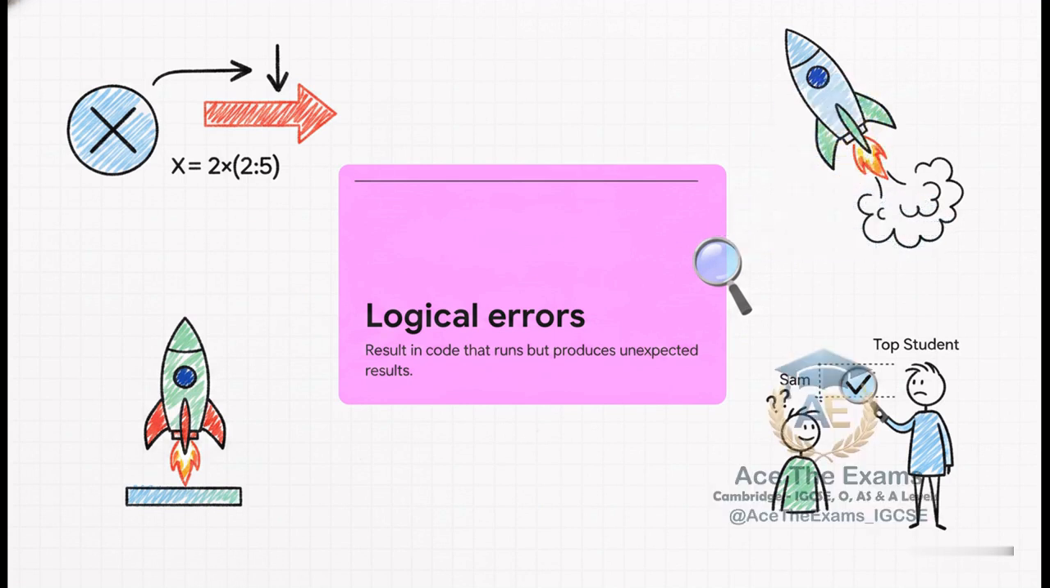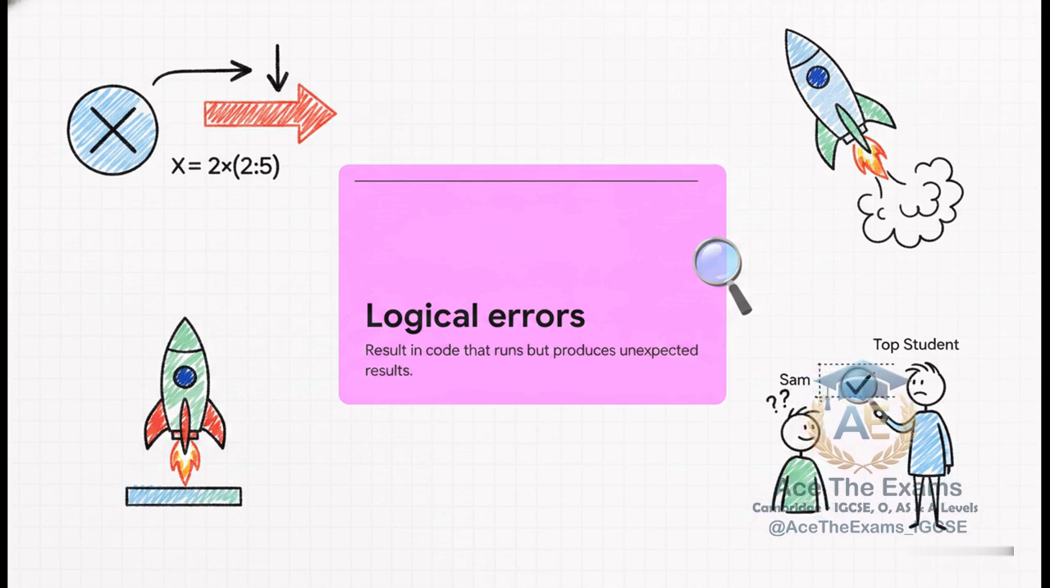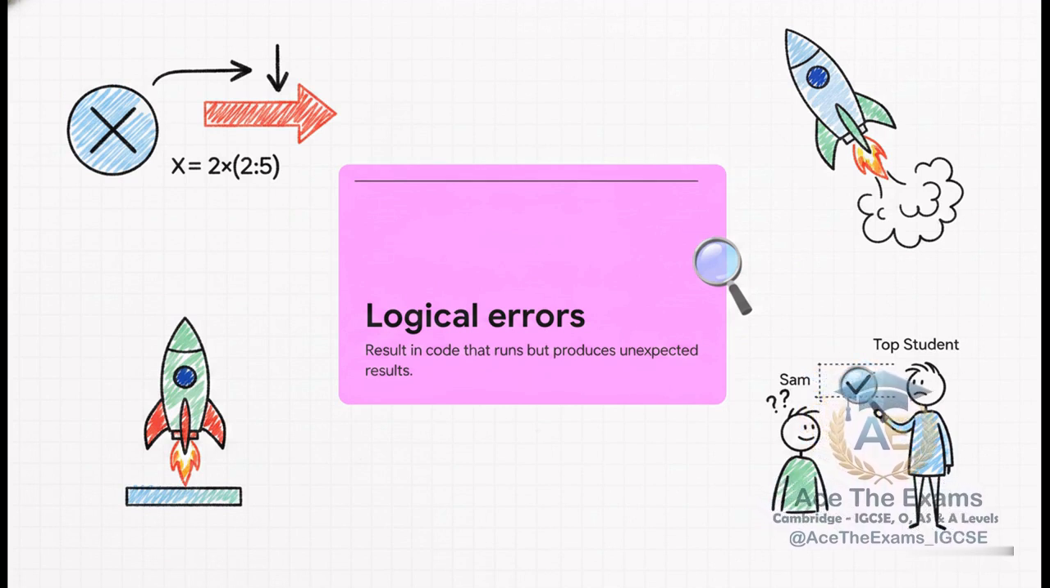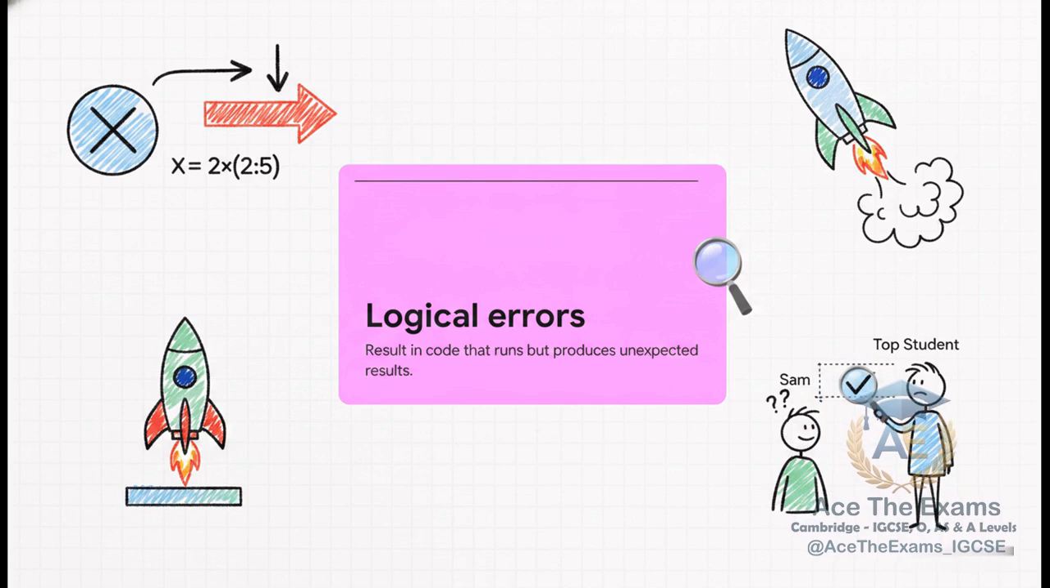The IDE thinks everything is absolutely fantastic. There are no red squiggly lines. There are no runtime crashes. The program executes from start to finish perfectly. But instead of calculating the area of a circle, you accidentally calculated the perimeter. Just because your code runs perfectly doesn't mean it's right. You have to manually verify the logic.